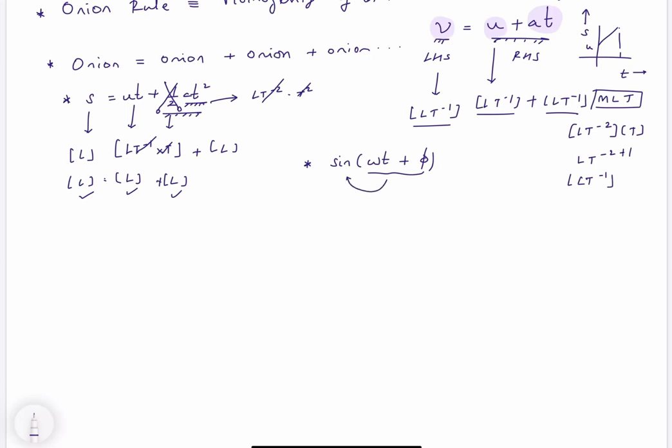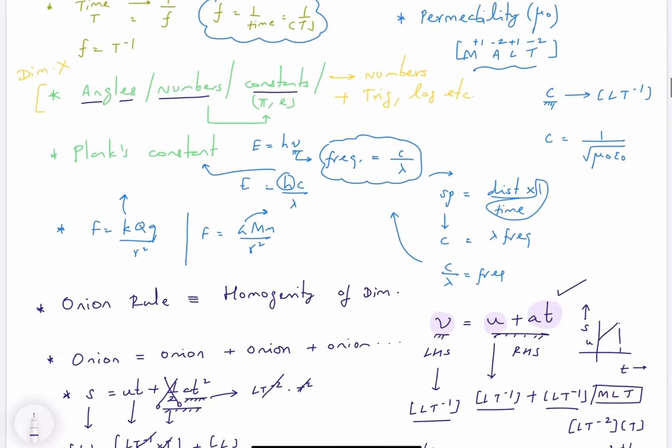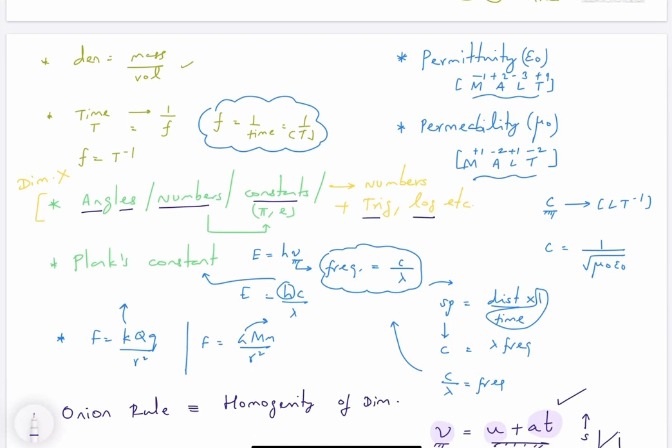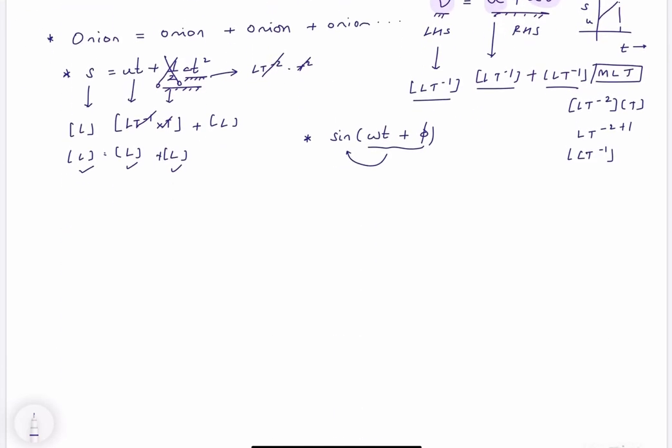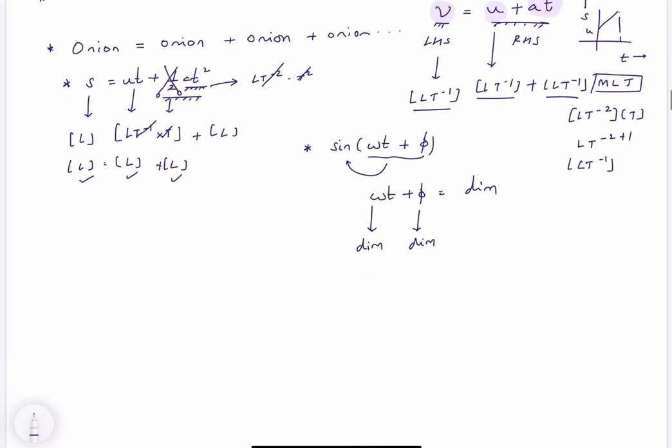What does it mean? It means that this whole quantity, which is sine here, should be dimensionless. As I told you, numbers, trigonometric functions, and logs must be dimensionless. And so for that, this whole thing must be dimensionless. So which means that omega t plus phi must give you something which is dimensionless. So phi must be dimensionless and omega t must be dimensionless. This is nothing but the onion rule. Onion equals onion plus onion plus onion.